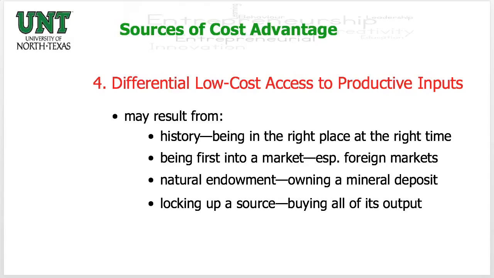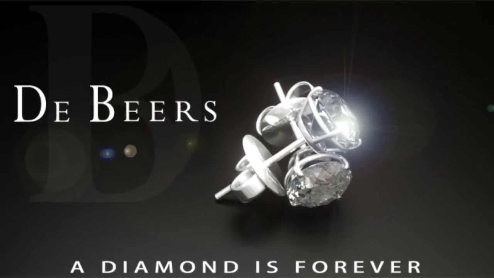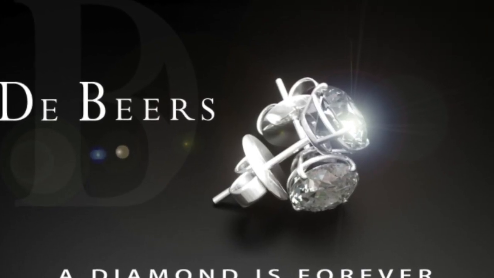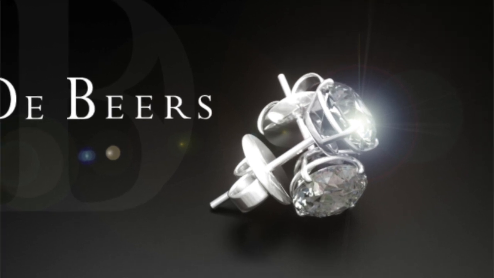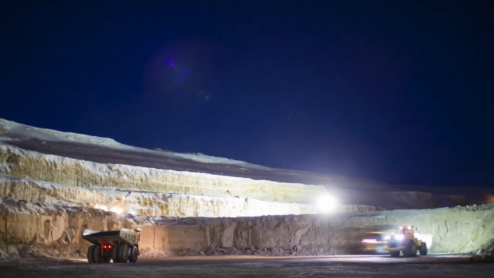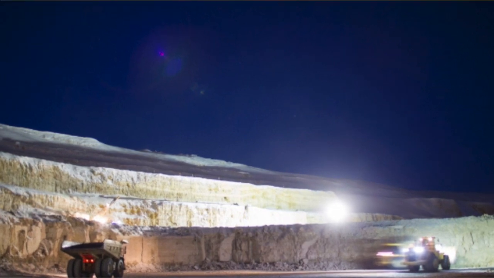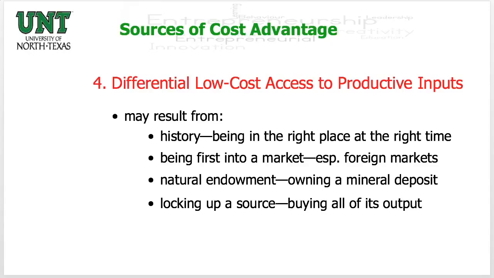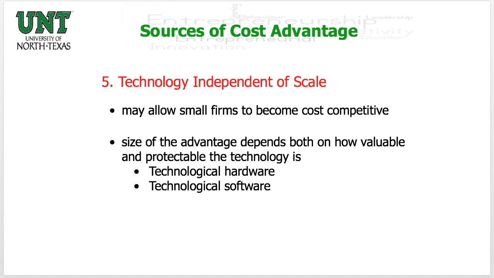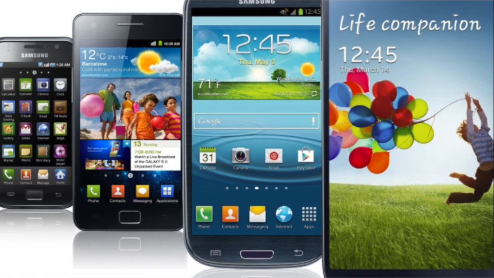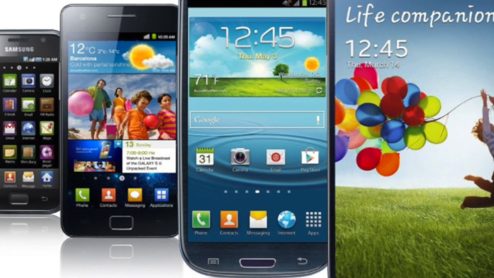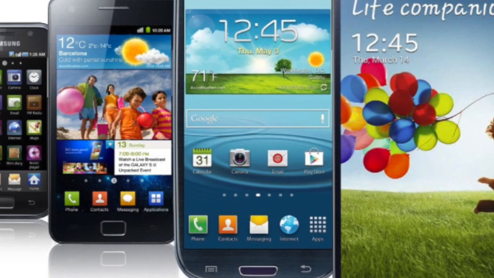Natural endowment is something like owning all the supplies. Right, so De Beers would have a mineral deposit. It gives it a tremendous advantage. Locking up a source is just getting all the supplies to make it so that if any company wanted to compete, they'd pretty much have to take some of the supplies off your hand. Think about Gorilla Glass. Lots of times Samsung will buy more Gorilla Glass than it needs for its phones, and that makes it very hard for other companies to produce smartphones.